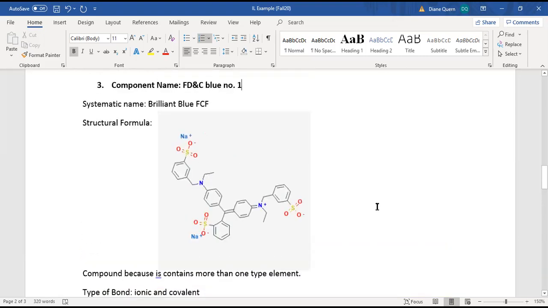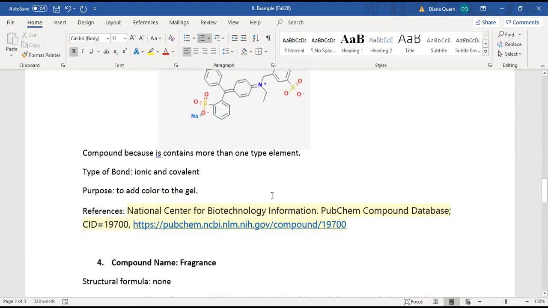So what's the purpose of blue number 1? To add color, to make a pleasant color, or to counteract the horrible color that it once was.